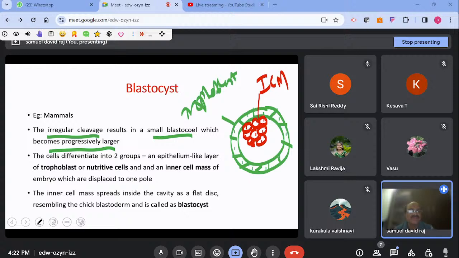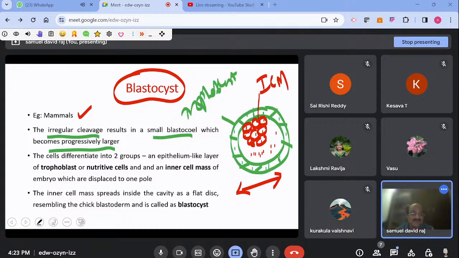And they are displaced towards only one pole. Let us say this is the animal pole. So towards the vegetal pole, there is no inner cell mass. And here there is a cavity, that is the blastocoel. So here such a blastula is in the form of a cyst. Cyst means a cavity surrounded by a layer with few cells, as if it is a cyst-like thing. Hence, this blastula is called a blastocyst. That is characteristic of mammals. So these are the different types of blastulation techniques and different types of blastula in different organisms.